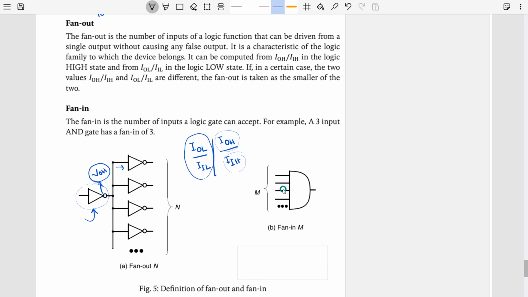Okay, and fan in is, for a particular gate, how many inputs there can be. Based on the number of inputs of a gate, you can easily calculate the fan in. Like here, the fan in is M. Okay, very simple to understand.